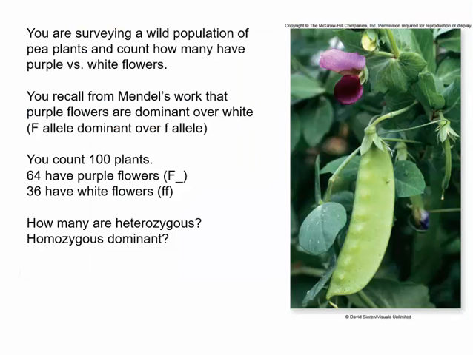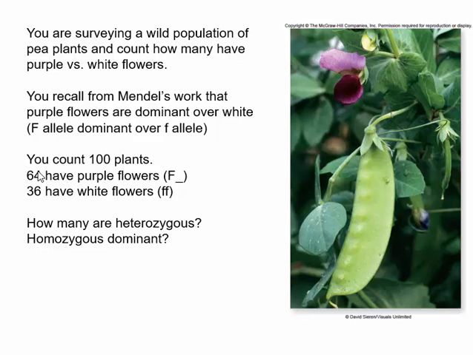All right, so let's work through an example together here. We're going to use Mendel's pea plants with these purple and white flowers as an example. We're going to use the allele F. Big F is dominant over little f. That's if you've got one big F, you have a purple flower, so that's just a dominant-recessive trait. And we go out and count 100 plants, and 64 of them have purple flowers, 36 have white flowers.